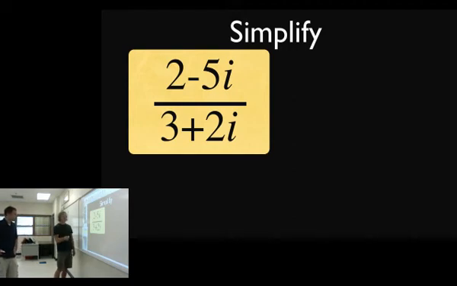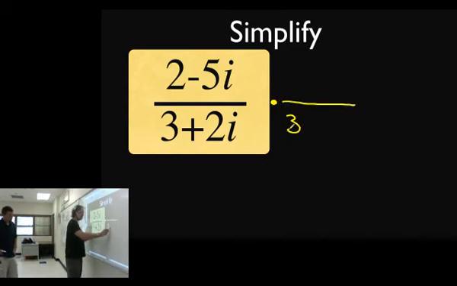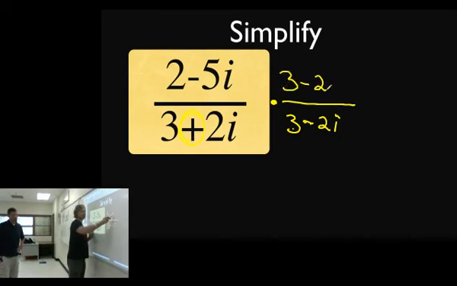And to do that, we're going to multiply by the conjugate of the bottom. The conjugate of the bottom is going to be 3 minus 2i. So all you do is change the sign, go from a plus to a minus. And you do the exact same thing on the top. So really we're not doing anything, we're multiplying by 1.